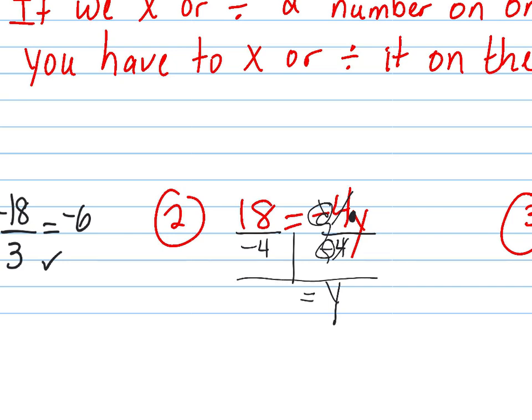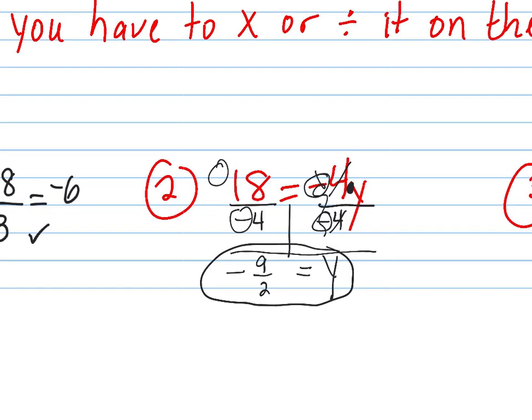Now over here, what's a positive divided by a negative? Negative. Does 4 go into 18 evenly? No. Just reduce it to its simplest form, which is negative 9 over 2, right? Yep. I'm going to let you leave it like that.